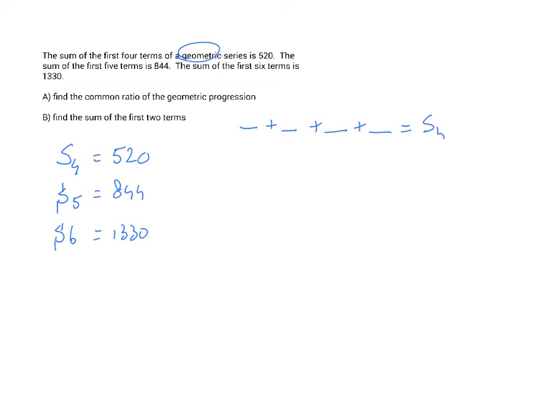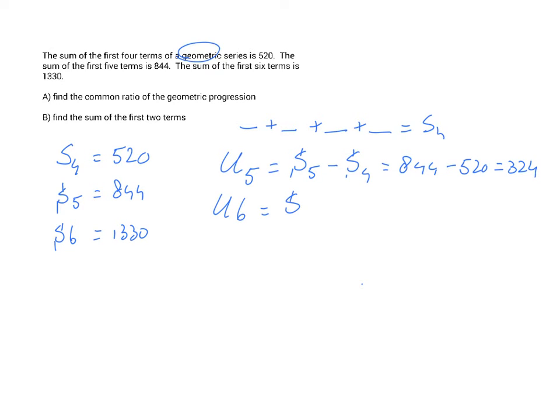So how can I find the actual terms? Well, for instance, term 5, so U5, is the same as the sum of the first 5 terms take away the sum of the first 4 terms, and then I'll be left with term number 5. Okay, so 844 take away 520, what is that, 324. There we go.